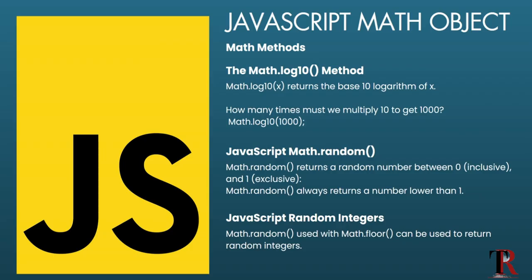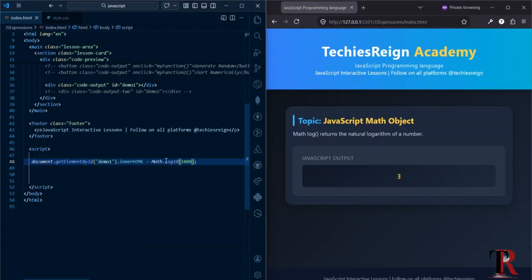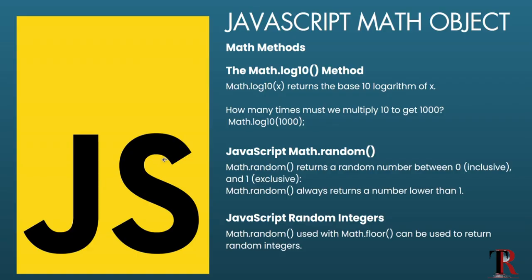What this is saying is, how many times must you multiply 10 to get 1000? You can see that the returned output is 3, which, if you check it mathematically, is correct. 10 times 10 is 100, and 100 times 10 is 1000. So this is how we use log base 10 to check how many times a number must be multiplied in order to get a higher number. Or if you want to return the base 10 logarithm of a number, use the math.log10 method. Now, moving on to the JavaScript math.random method.